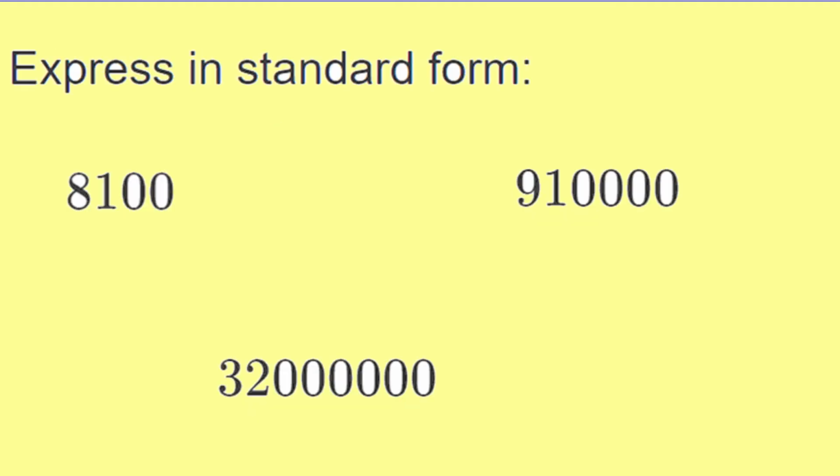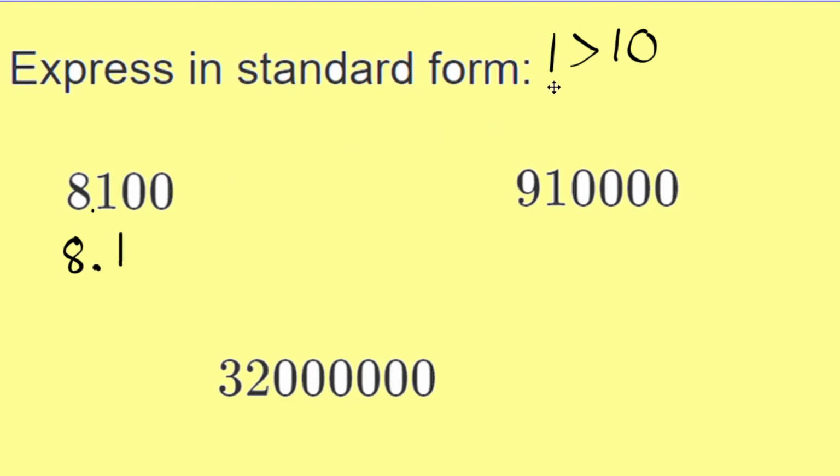Okay, to write in standard form, the first thing you have to do is make it a number from 1 but less than 10. Okay, so from 1 to less than 10. That's the first number you write. So every time we have to put a decimal place in. So we've got 8100. The first thing I have to do is put the point in there. So the first thing I'm going to do is make this 8.1.